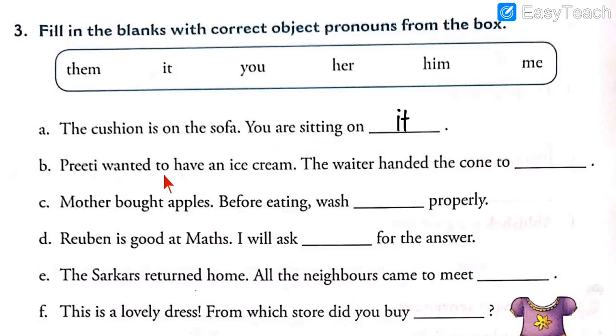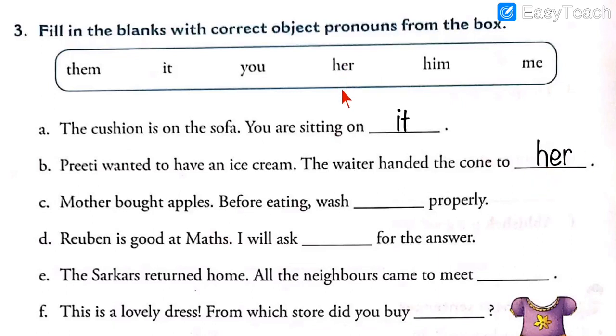Number 2. Preeti wanted to have an ice cream. The waiter handed the cone to dash. Now we are talking about the girl, Preeti. Preeti is the name of a girl. So who wanted the ice cream? Preeti wanted the ice cream. So the waiter handed the cone to her. We have to select her because for the girl Preeti, the pronoun which is appropriate over here is her. So answer number 2 is her.